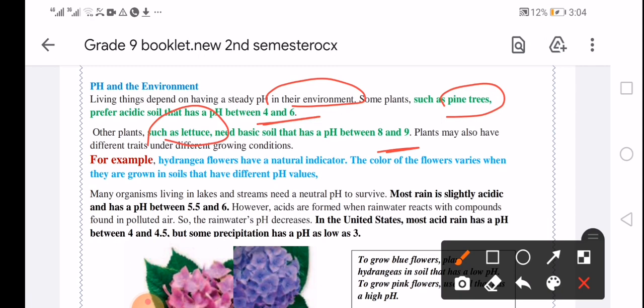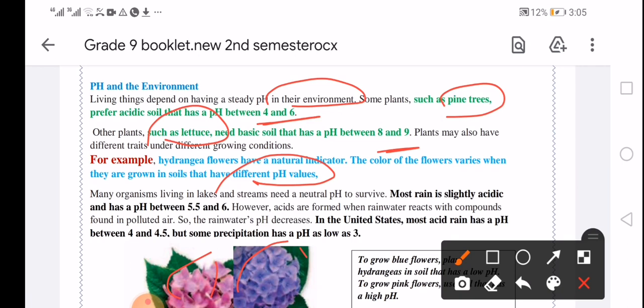Plants may also have different traits under different growing conditions. For example, hydrangea flowers have natural indicators. The color of the flower varies when they are grown in soil that has a different pH value. So this flower has a natural indicator inside it. The color of the flower varies depending on the pH of the soil.